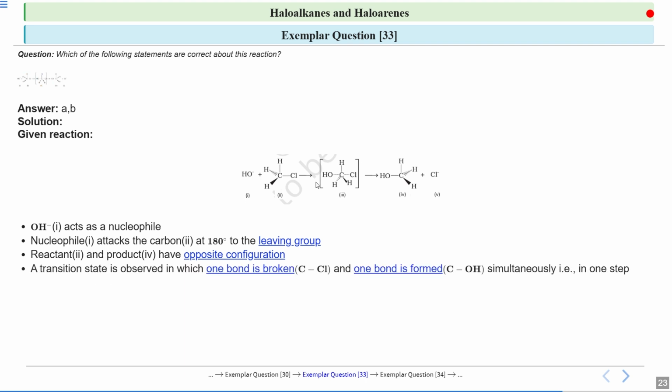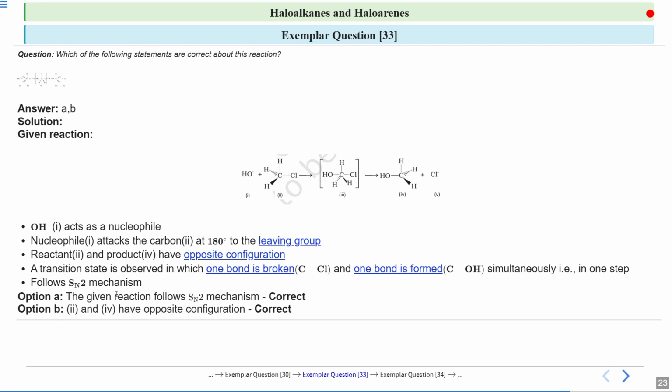A transition state is observed in which one bond is broken between carbon and chlorine and one bond is formed between carbon and hydroxyl group simultaneously. That is in one single step. That's why we are calling it a transition state, unstable. Also, this reaction is following the SN2 mechanism, substitution nucleophilic bimolecular mechanism, and is only happening in a single step.